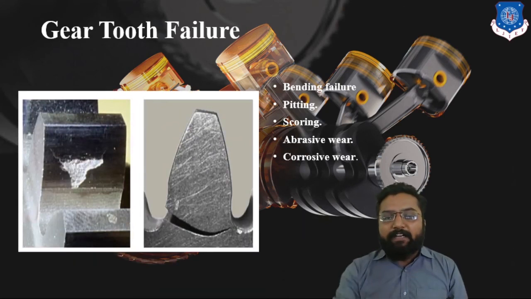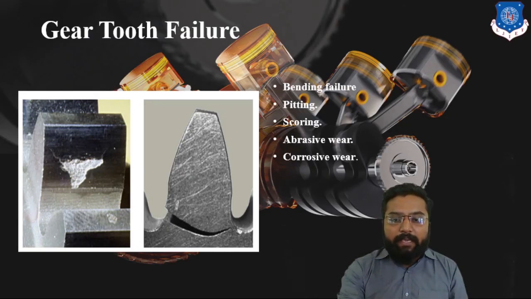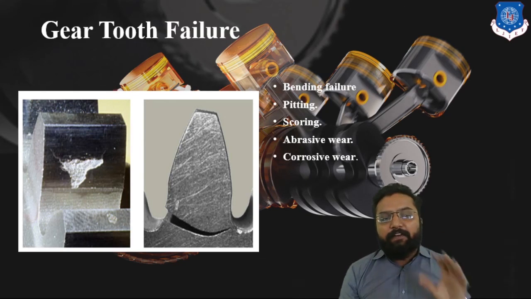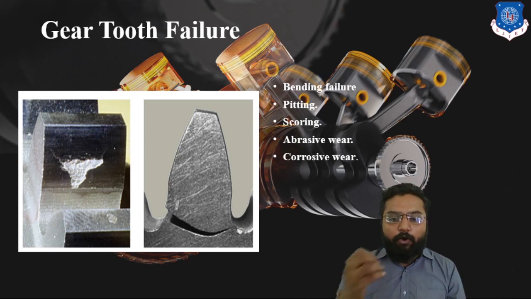So these are different types of gear tooth failure, and here you can see the different types of stress. The first one is pitting, and another is failure due to bending. I hope you have understood the different types of stresses and loads acting on your gear.